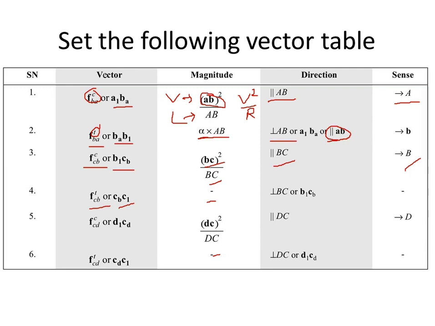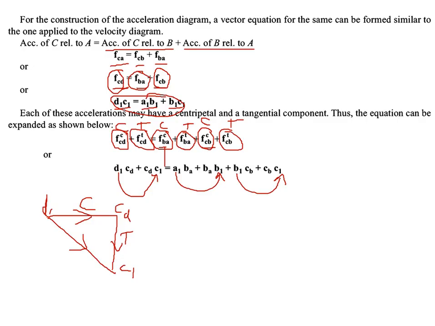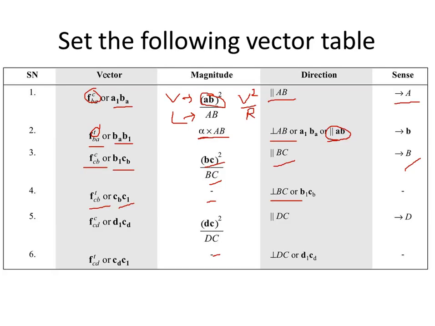So it will be nothing but alpha into this CB only, but you don't know the value, so we'll keep it as blank. Then this should be perpendicular to BC, and you don't know this. Next we come to the LHS side, the CD part. So FCD for the centripetal component is D1CD. This becomes DC square by capital DC. It will be parallel to DC, and from the D sense.